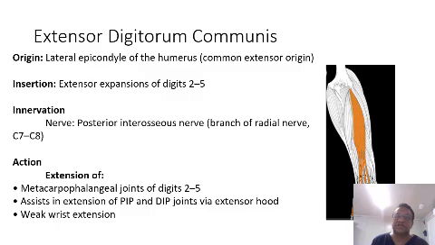Its tendons insert into the extensor expansion of the middle four fingers, forming the dorsal digital apparatus. And what about the innervation? It is innervated by the posterior interosseous nerve, a branch of the radial nerve. This innervation is crucial in assessing radial nerve injuries, as finger drop is a classical sign of radial nerve injuries.